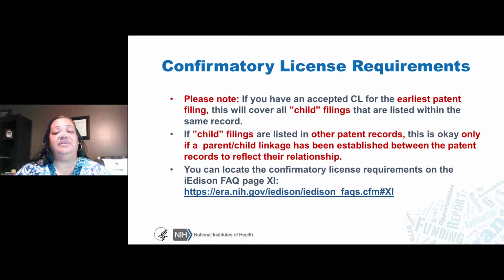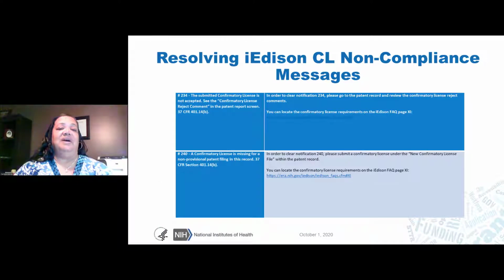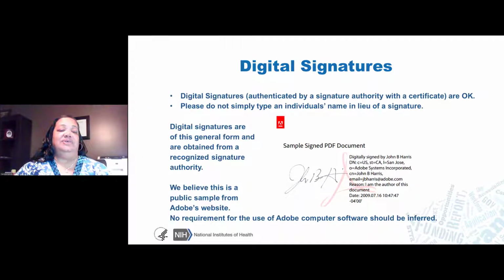Please note that currently a notification will not trigger in iEdison requesting the CL to be created or submitted on a provisional. When a provisional is reported in the patent record, you will need to submit a request to edison@nih.gov for additional assistance. Resolving iEdison CL non-compliant messages. And this slide shows the acceptable digital signature, authenticated by a signature authority with a certificate.